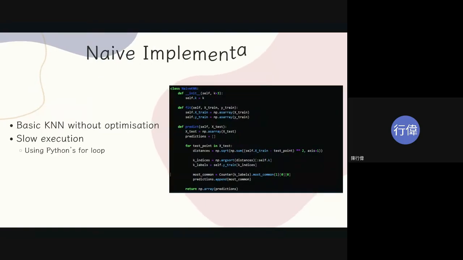Carrying on, firstly I tried the naive implementation, which just uses a for loop to calculate the distance. It is pretty slow, and because it uses a Python for loop, it's not really optimized. This is probably going to take 100 plus hours, maybe 200 hours, to calculate because of how big the data set is.